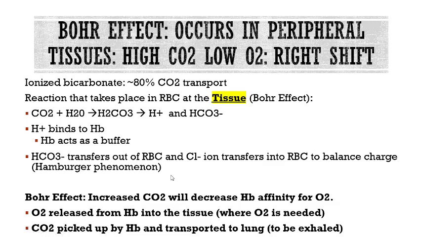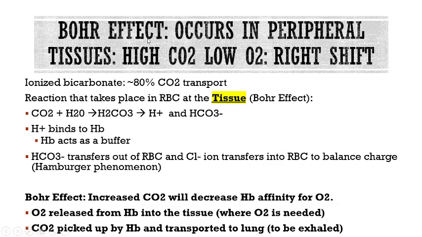The part that is really important that you take away is that the H plus is going to bind to the hemoglobin. So the Bohr effect happens because we are in the tissues, we have high CO2, we have increased CO2. That is going to decrease hemoglobin's affinity for oxygen.